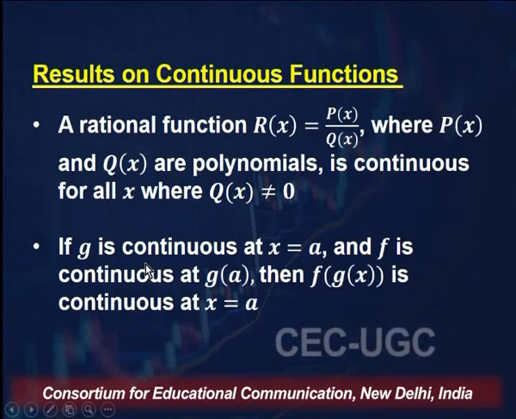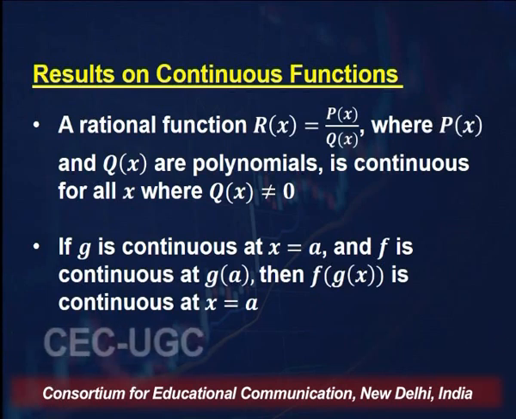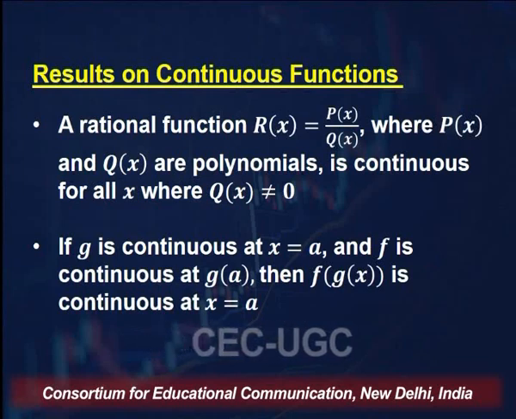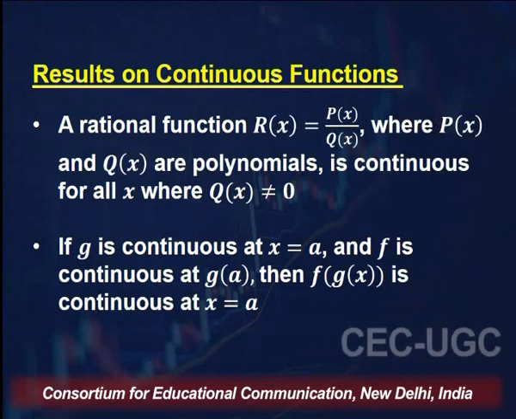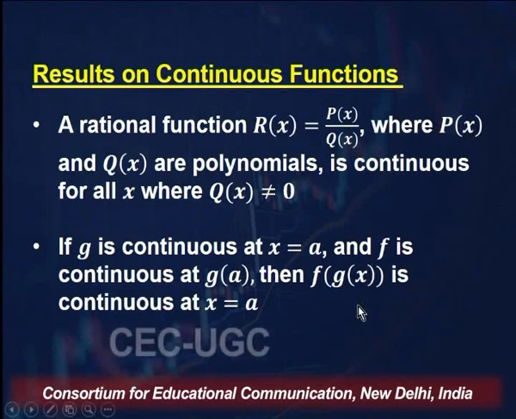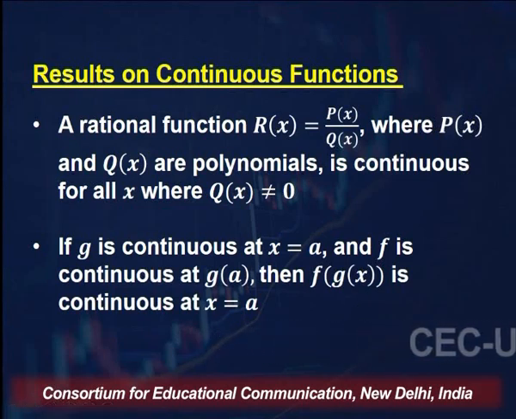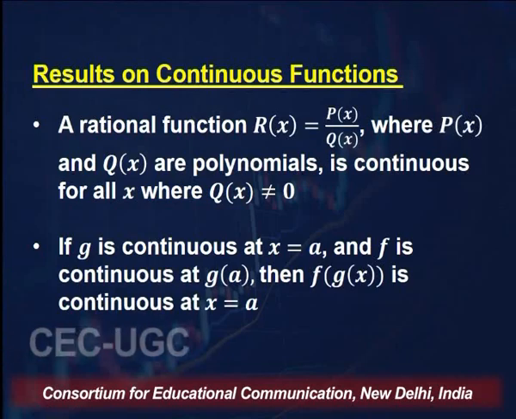Now the last result on this slide is a result on composite functions. If you have a function g which is continuous at x equal to a, and f which is continuous at g of a, then the composite function f of g of x is also going to be continuous at x equal to a. I'm not going to be doing this proof with you, but keep this result with you if it needs to be used.